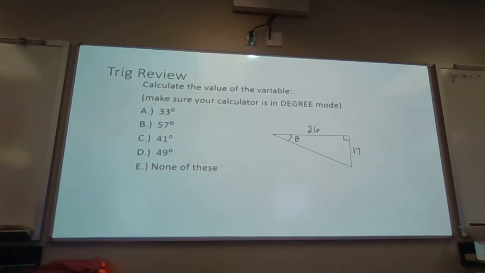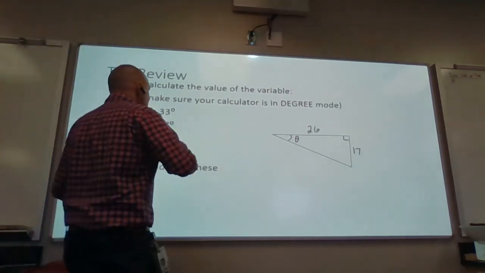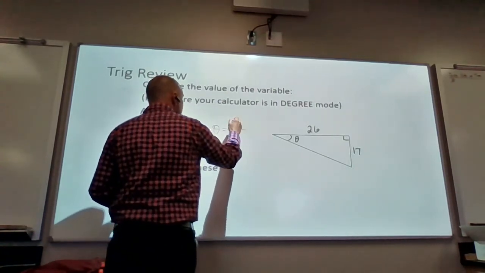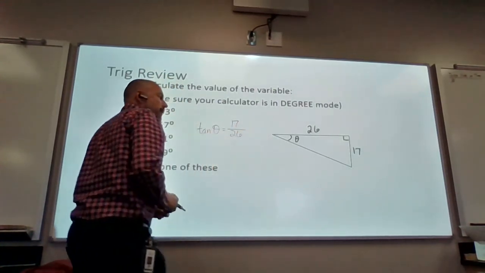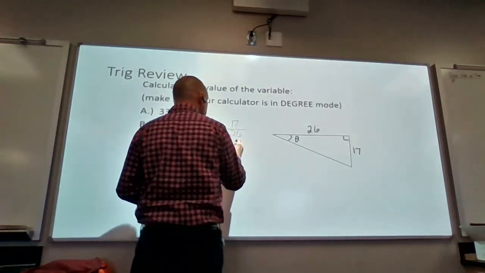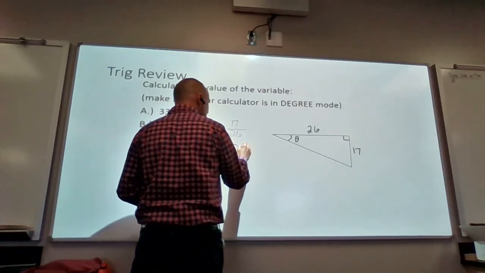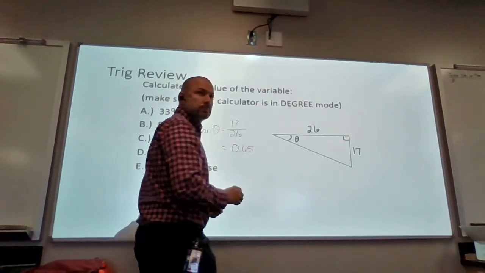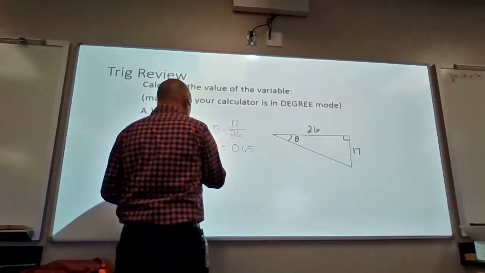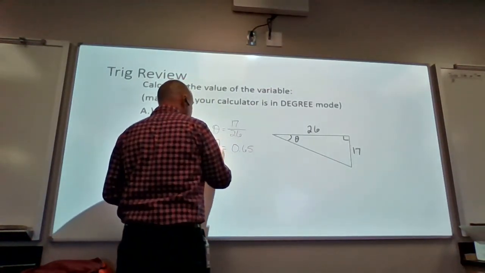Okay. What sides do you have? Opposite and adjacent. What are we going to use? Sine, cosine, or tangent? Tangent. Tangent of theta is equal to opposite over adjacent. We can do this. What is it? 17 divided by 26, 0.65. Okay, is that our answer?